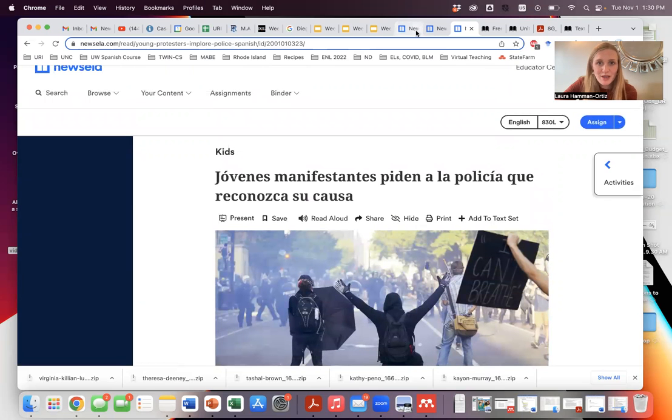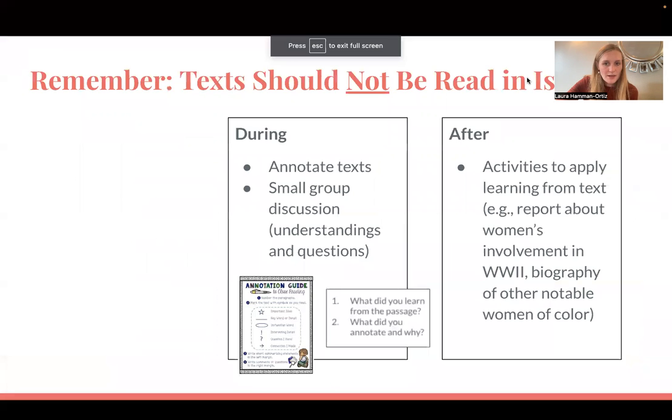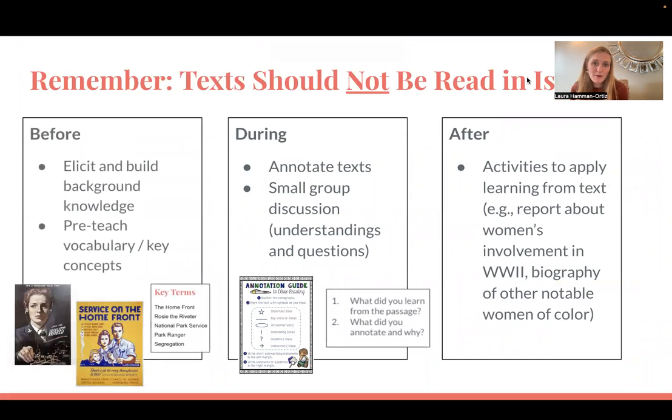Okay, so that is Newsela. Let me go back to our slides. All right, and one thing I wanted to remind you is that even though we're talking about modifying text, just as we talked about during the reading week, you still should not be just reading text in isolation, right? I don't know if you can see that board there.